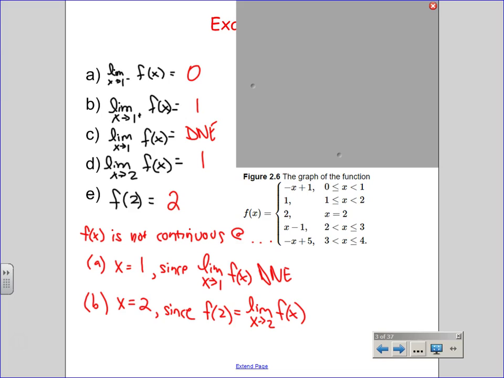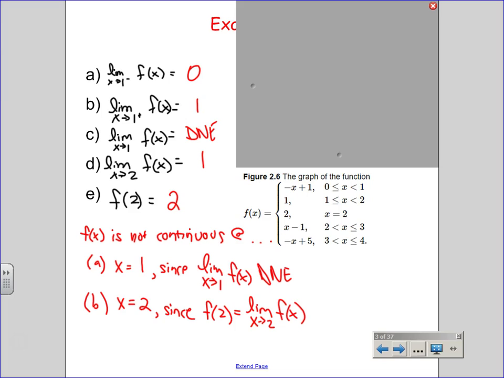Left of 1 is less than 1. What piece? Plug it in, negative 1 plus 1 is 0. Got it. Above 1, greater than 1, right? Where's greater than 1? Plug it in, plug in 1. Compare the two. Oh no! 1 is in 2 different pieces. Approaching from below, approaching from above. Exactly. Test them both. 0 and 1 do not agree.